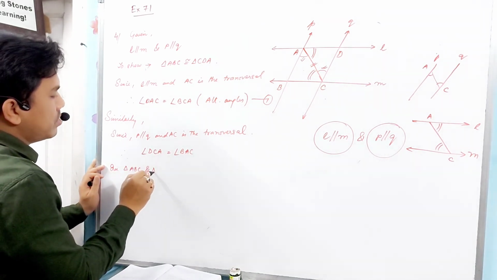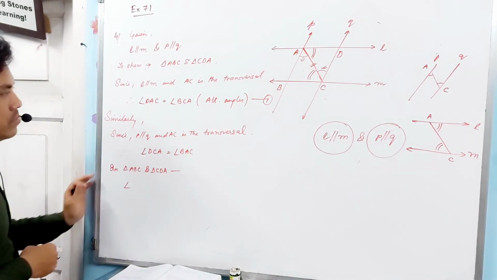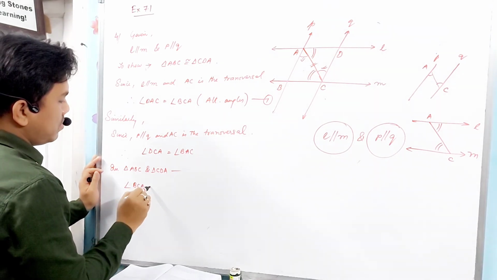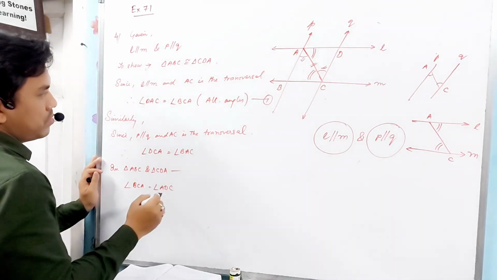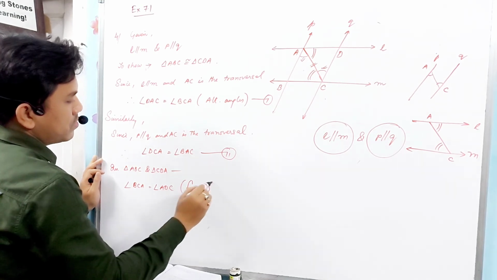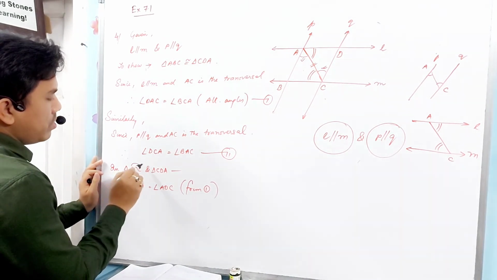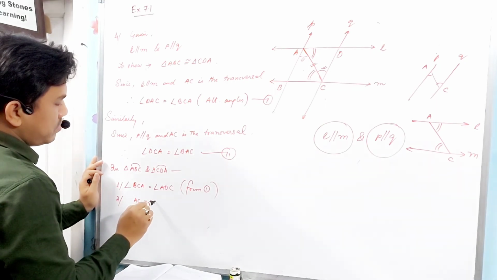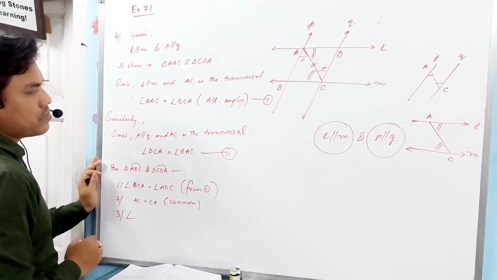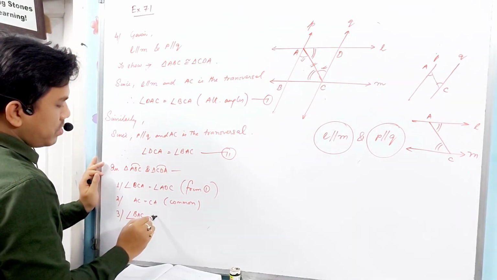In triangle ABC and triangle CDA, BCA equal to ADC. Let us make this equation 2, from 1. Number 2: what is the common side? AC, no? So AC equal to CA, common. Number 3: what is equation 2? DCA equal to BAC, but we have to write BAC equal to DCA.